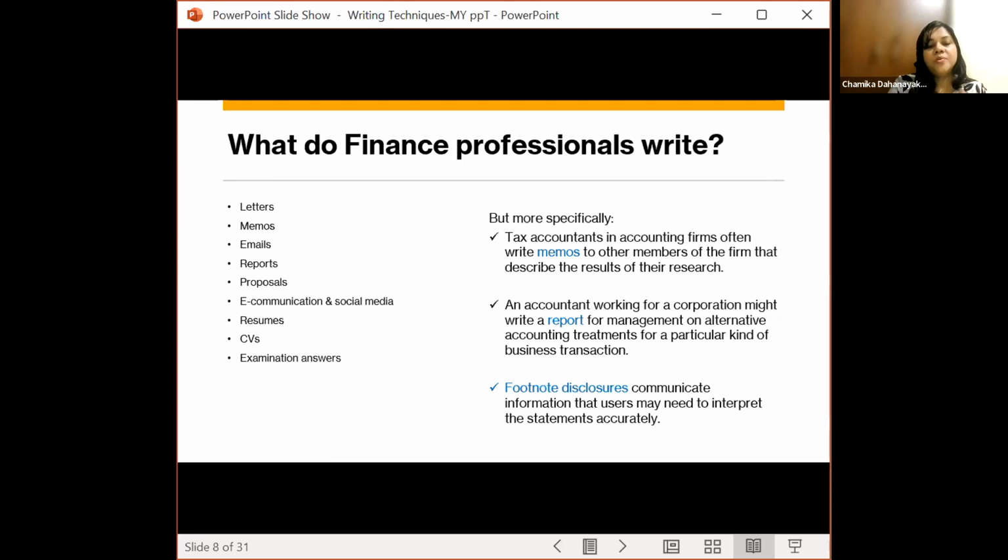Okay, so what do finance professionals write? Very specifically, if we look at some examples, say for example, if you are a tax accountant, right? If you are working for an accounting firm, you will usually write a memo to other members of your firm, other members of your organization to describe what you have found in your research. Right, to describe your ideas about a tax topic. So you will be not just writing to examiners and teachers, you will also be writing to your peers.